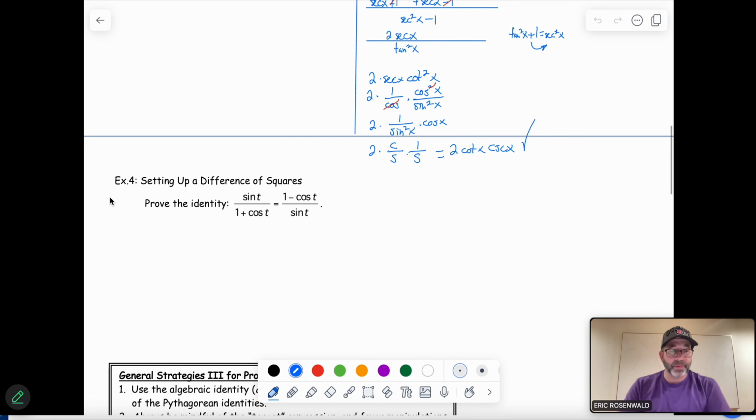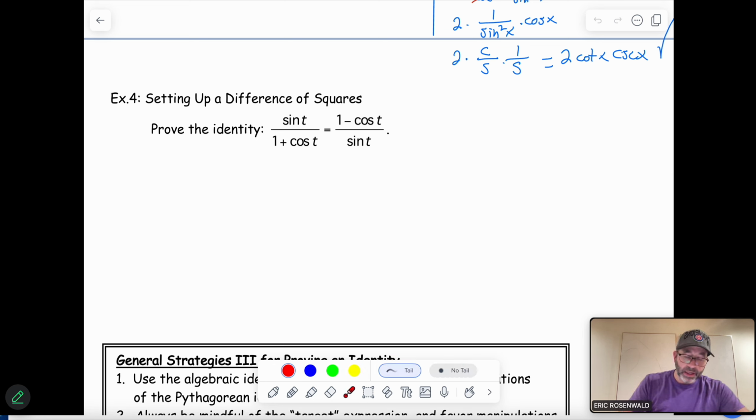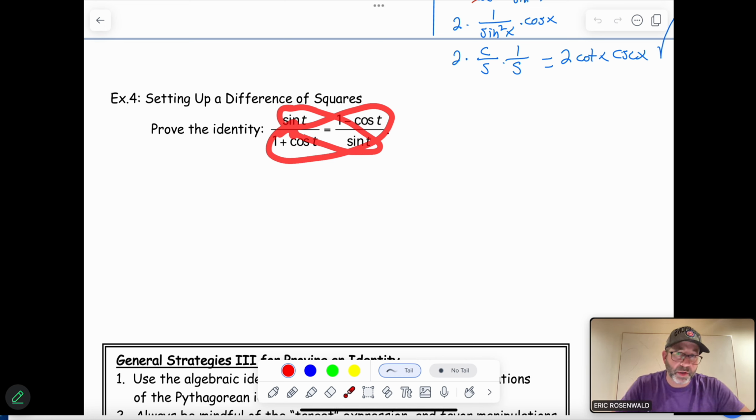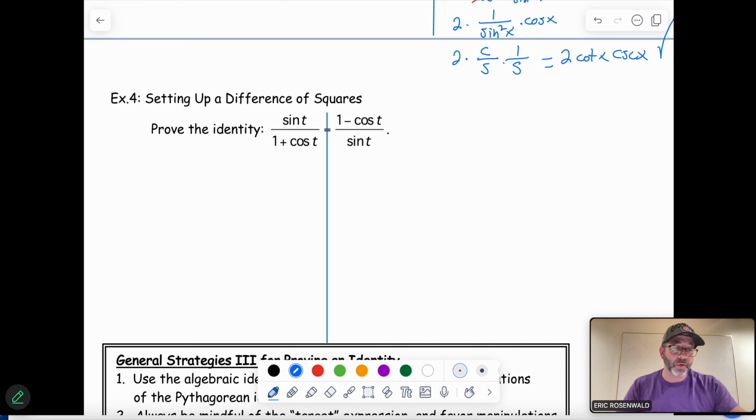All right. Let's go to example number 4. In example number 4, I'm going to tell you right now, this is one of the common things that people do, is they try to take this and cross multiply. And when we're doing a proof, you can't cross multiply. It's just a violation that you're not allowed to do. With a proof, you have to work with one side or the other, or you work with both sides, but you don't crisscross.